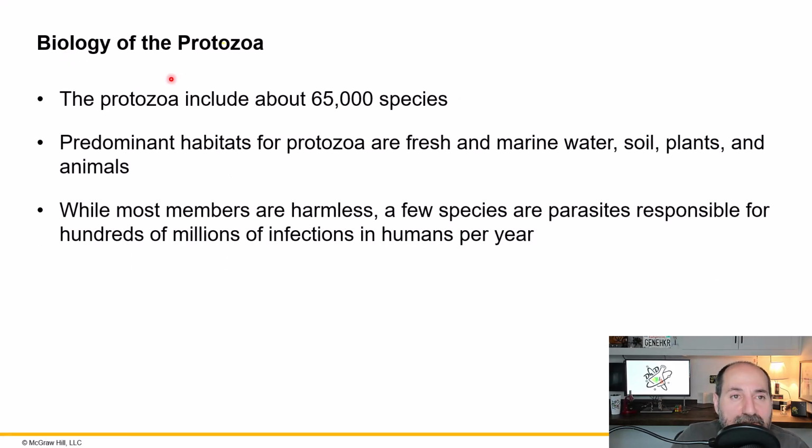So now moving on to the protozoa, which include about 65,000 different species. You can find these in moist habitats, including fresh water and soil, but there can also be parasitic forms living with plants and animals.